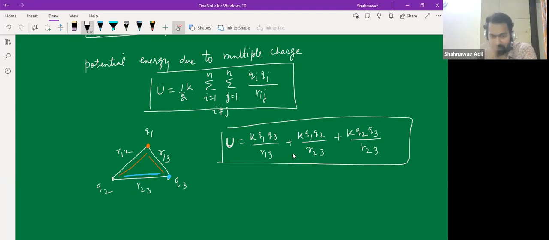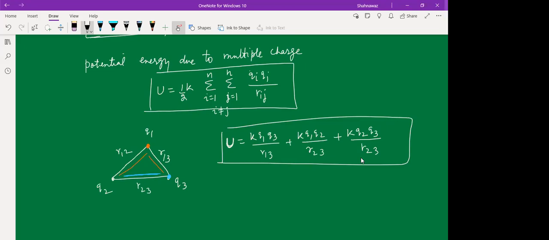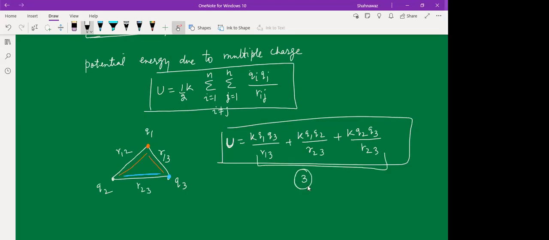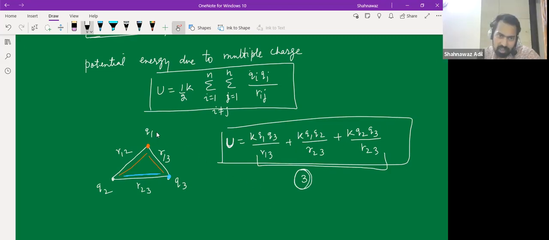Can we have any other kind of interaction, any other possibility for these three charges? No, sir. So how many interactions were there? Three. And how many charges were there? Three.